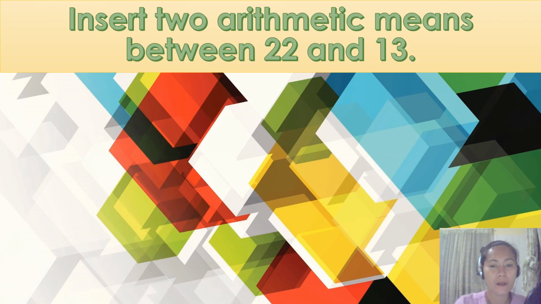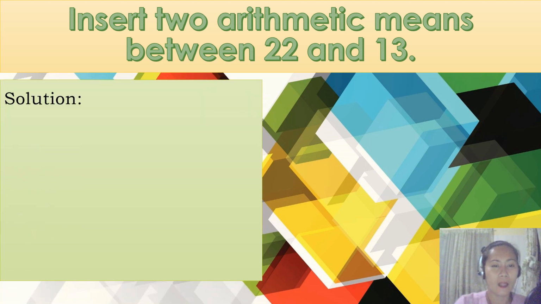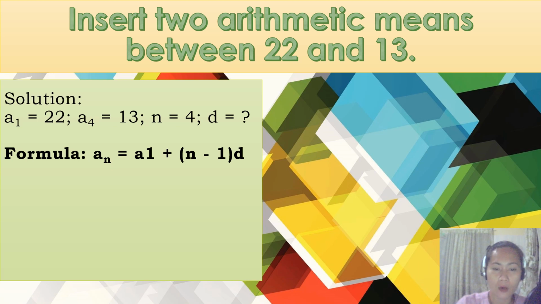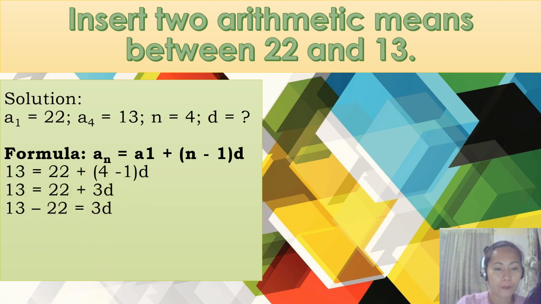Insert 2 arithmetic means between 22 and 13. Again, we have to find the common difference. So we have a sub 1 equals 22, a sub 4 equals 13, and n equals 4. The formula: a sub n equals a sub 1 plus the quantity of n minus 1 times d. Then we substitute and simplify. So the common difference is negative 3.